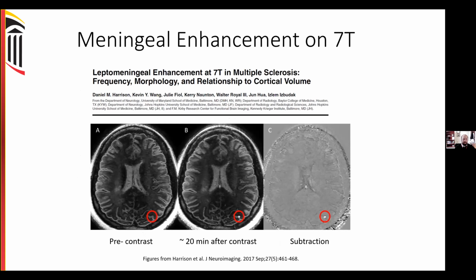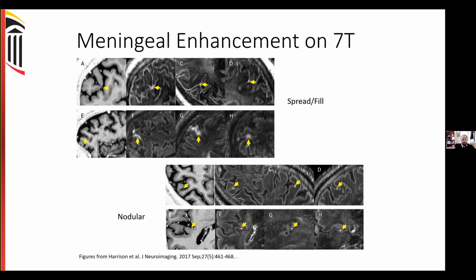We've taken a look at this in our 7T study using pre-contrast and post-contrast FLAIR and creating these subtraction images, looking for areas of hyperintensity within the subarachnoid region. And we've described on these images 2 patterns of leptomeningeal enhancement.